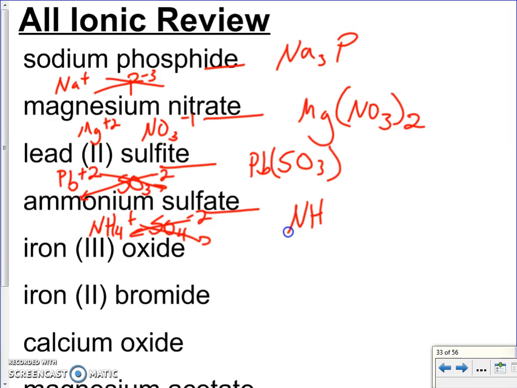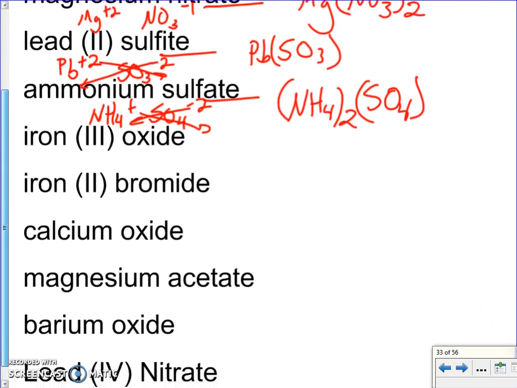And we're going to get NH4. We're putting a 2 down by it, so we're going to put it in parentheses and put a 2. And SO4. And again, if you want to put that in parentheses too, just to make yourself feel better, you are more than welcome to.